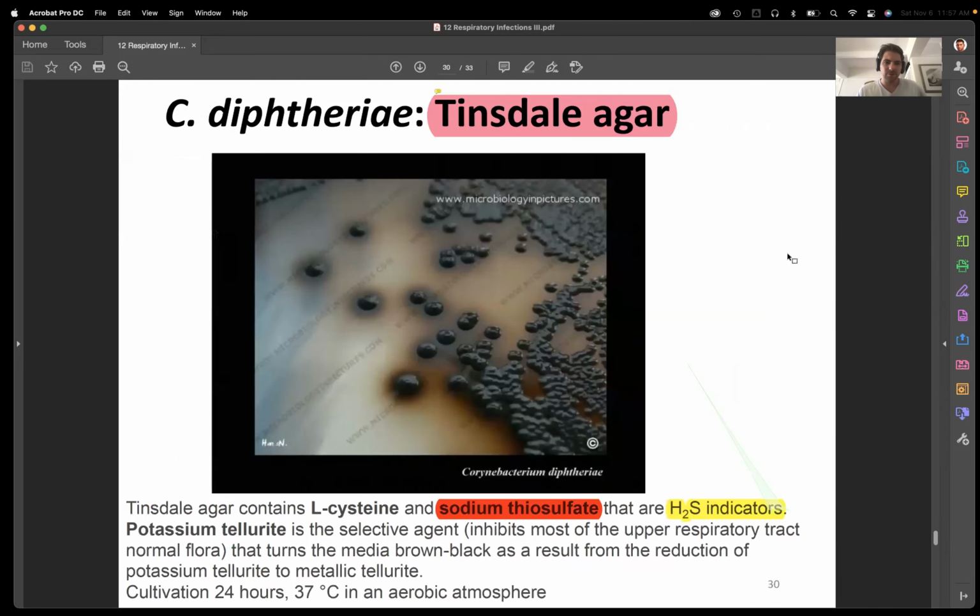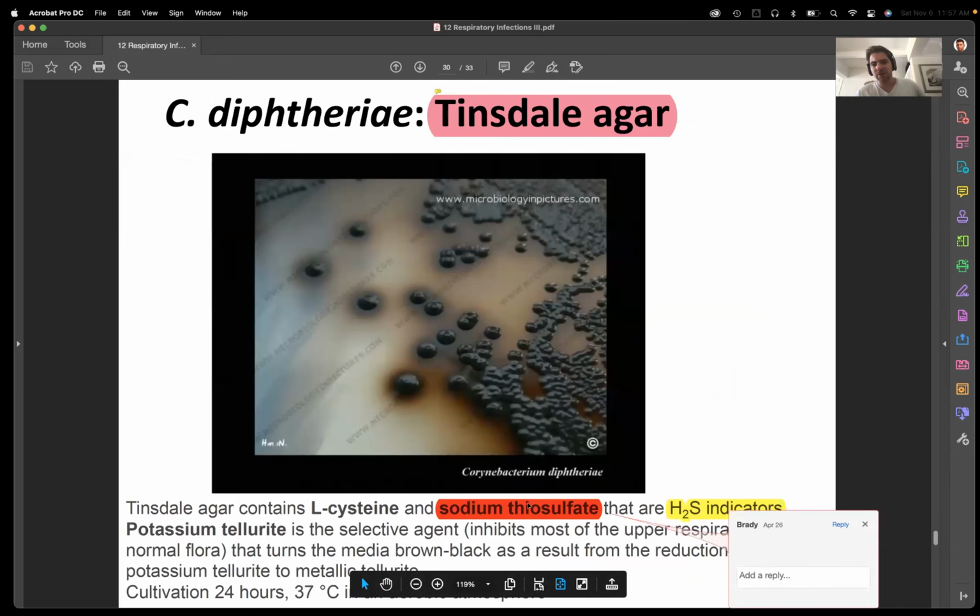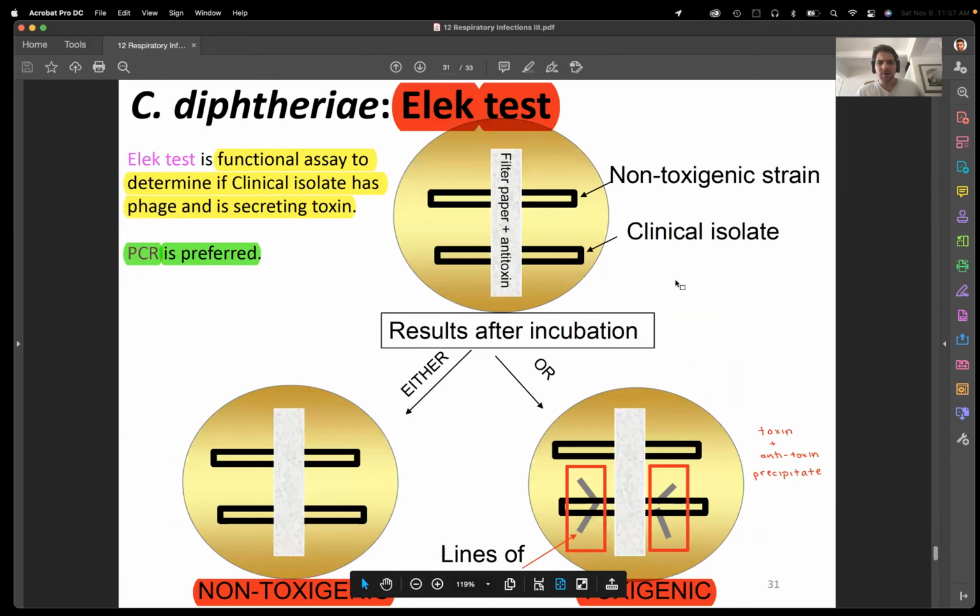All right, what else? There's a special agar for it, Tinsdale agar, or even knowing sodium thiosulfate as well, hydrogen sulfide. I would know that. I don't think this came up, but it's just another test that they could use. If it's toxigenic, precipitates form. Toxin plus antitoxin form these precipitates.